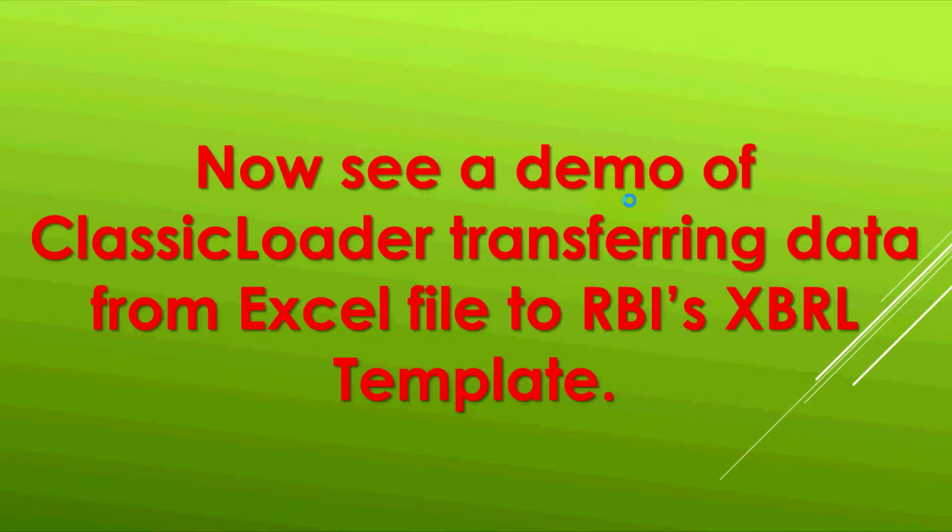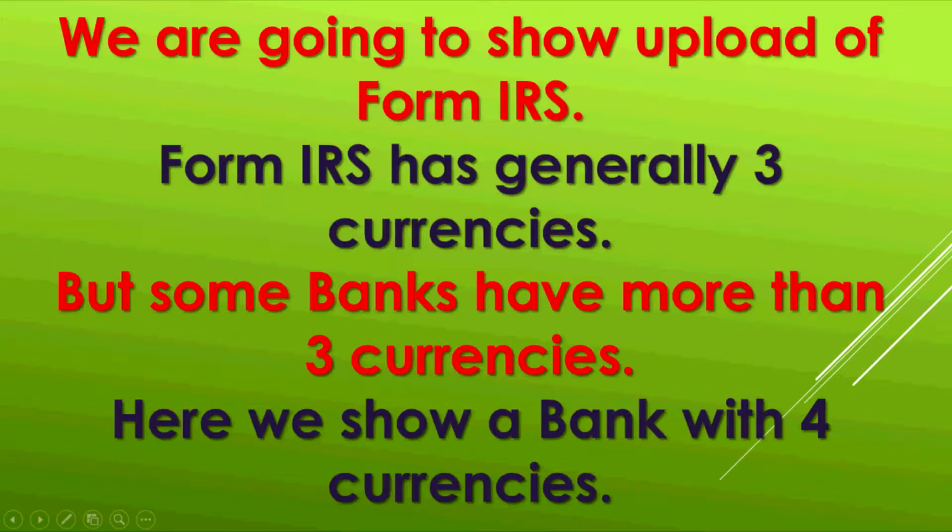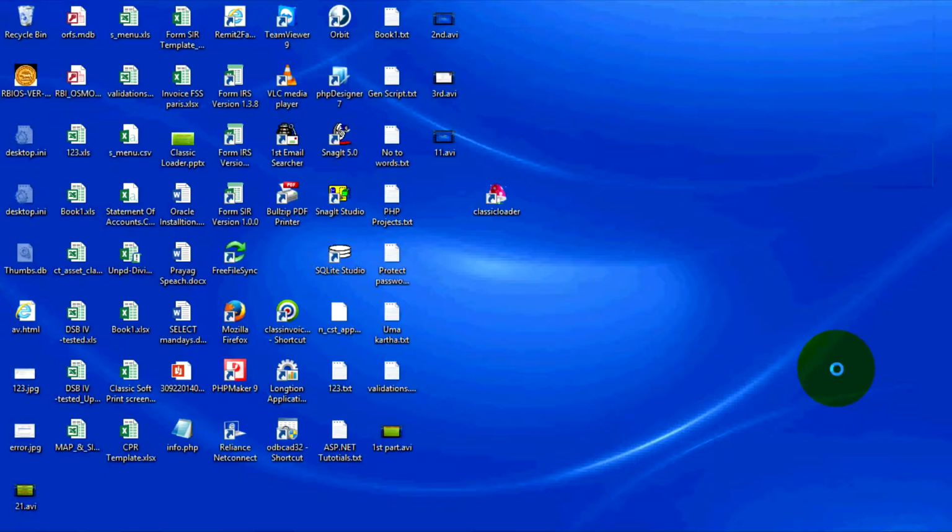Now see a demo of Classic Loader transferring data from Excel file to RBI's XBRL template. We are going to show upload of Form IRS. Form IRS has generally three currencies, but some banks have more than three currencies. Here we show a bank with four currencies. The first step for transferring data to Form IRS is to create a template for four currencies.